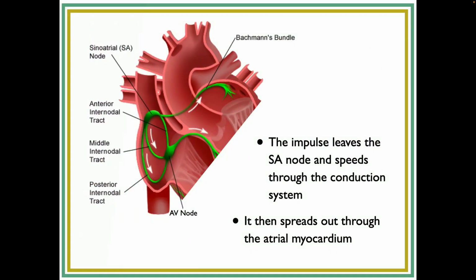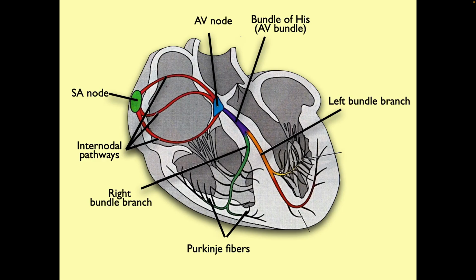Okay, the impulse leaves the SA node and speeds through the conduction system. So here's the specialized tract. There's one that shoots over to the left atria called Bachmann's bundle. You don't need to know the name. So that allows the left atria to depolarize simultaneously with the right atria. So the conduction system goes flying down the atria and ends up in the AV node.